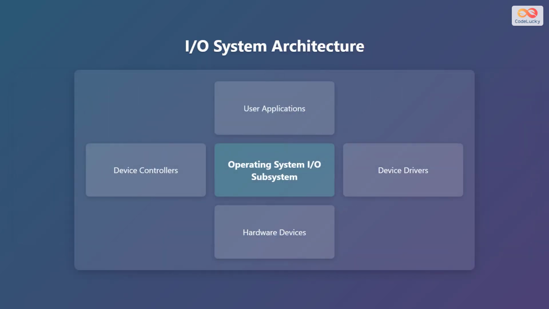Here we have a simplified diagram of the input-output system architecture. At the top, there are the user applications which initiate input-output requests. On the left, there are device controllers which manage the physical devices. At the center, we have the operating system's input-output subsystem, coordinating all input-output operations. On the right are the device drivers, which translate generic commands into device-specific instructions. And at the bottom are the actual hardware devices, such as printers, storage units, or displays. The interaction between these components forms the core of the input-output system.